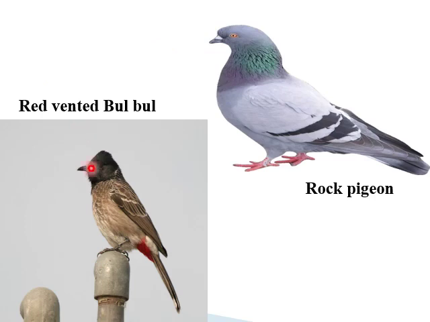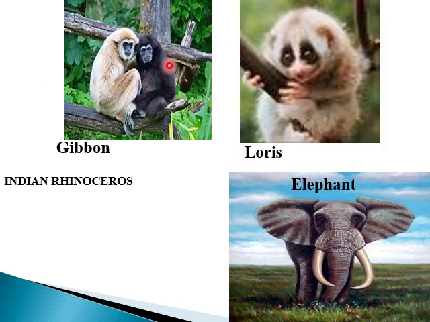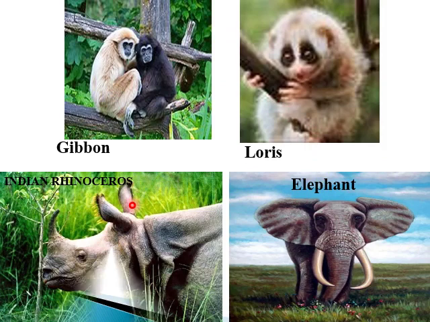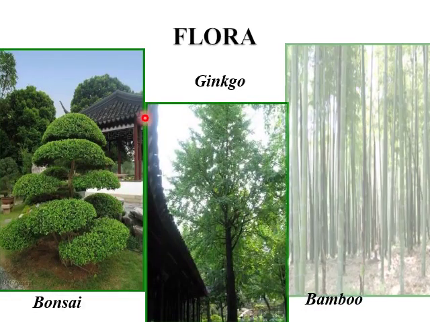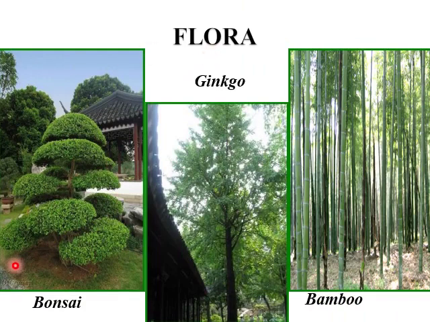Here you can see the red-vented bulbul, rock pigeon, gibbons, loris, elephant, and Indian rhinoceros that are present in this area and are very common. If we talk about the flora present in this area, there are bonsai, ginkgo, and bamboos.